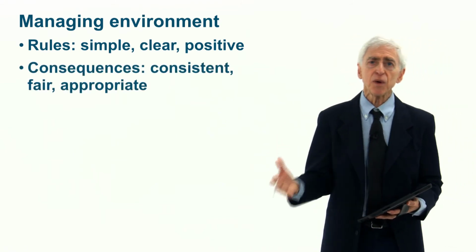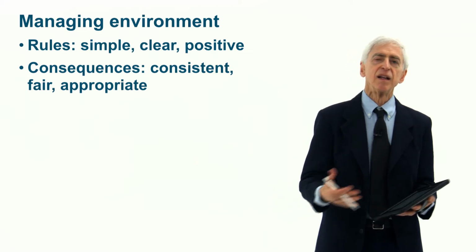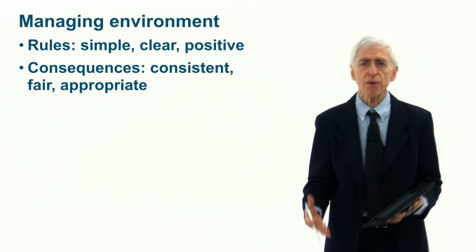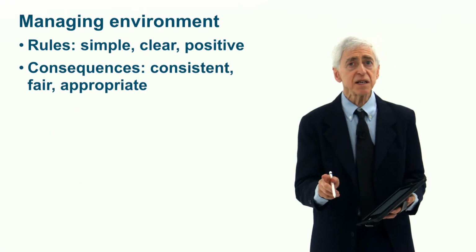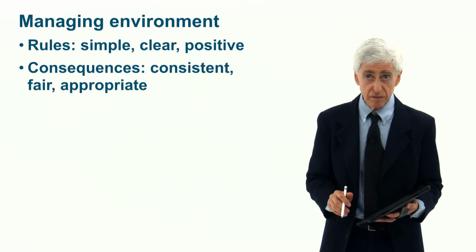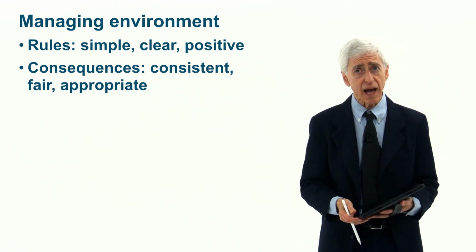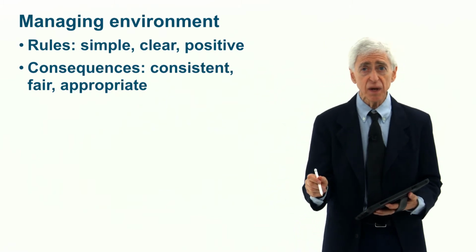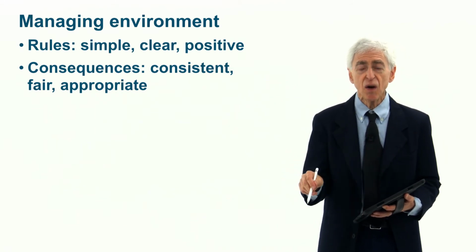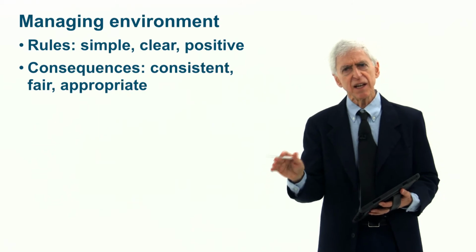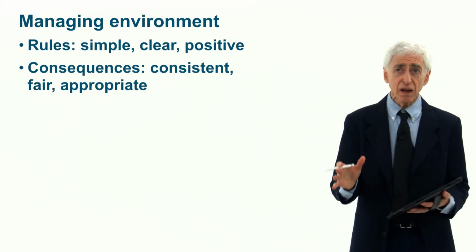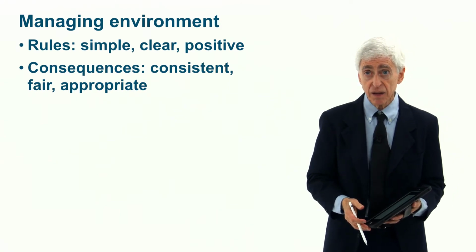Consequences. If a rule is broken, how are you going to be consistent? How are you going to be fair and appropriate? And you know, consistent, fair, and appropriate may not always be equal to each other. You have to decide that. Will you have the same consequence for the same rule being broken by two different students? Or are you going to say, no, that student is very different from this student. I can't give them the same consequence. Well, you're going to have to work that out.